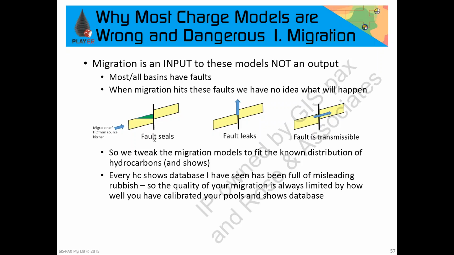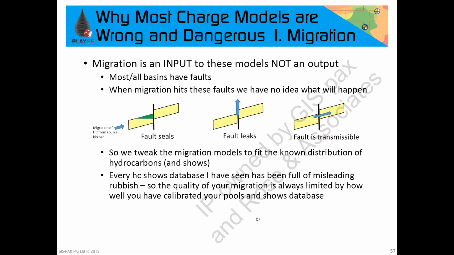If I'm migrating hydrocarbons from a kitchen along a carrier bed and I hit a fault, I now have to make a decision in my model about what I'm going to do. Am I going to trap all of the hydrocarbons against that fault? Am I going to make the fault leak it all up, or am I going to make it transmissible? And this can vary by phase. This isn't just a single phase thing. Sometimes the oil is trapped and the gas leaks, etc. So it's more complicated than even I'm showing here.